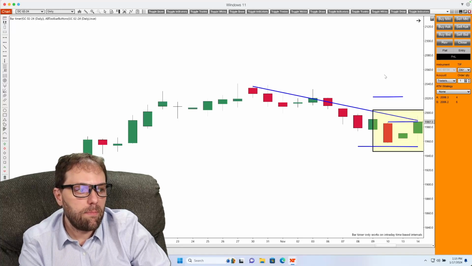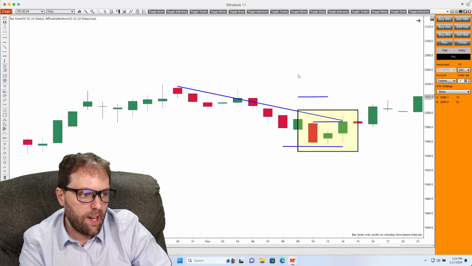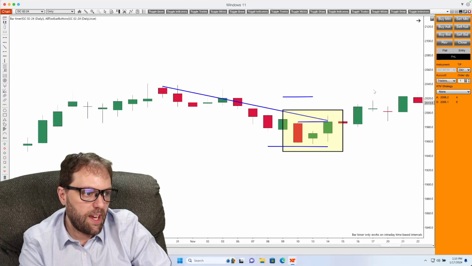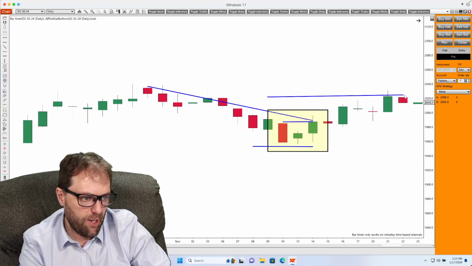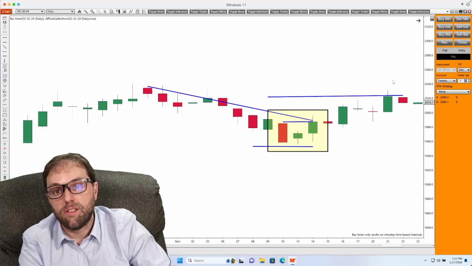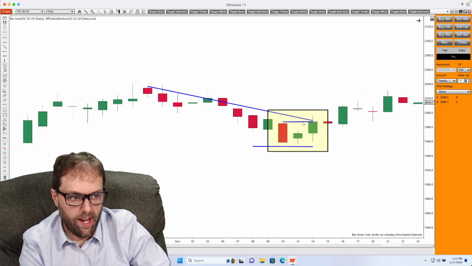Let's see what would have happened. If we scroll to the right, we can see that the market started coming up, and then after a couple days, it looks like it did hit our take profit, meaning this would have been a winning trade.